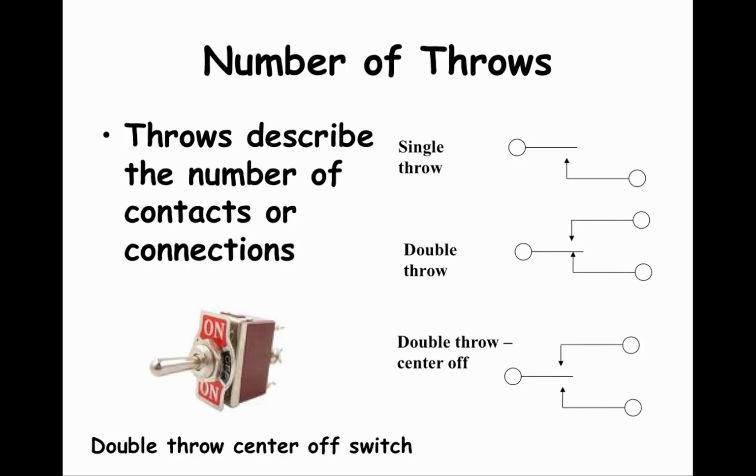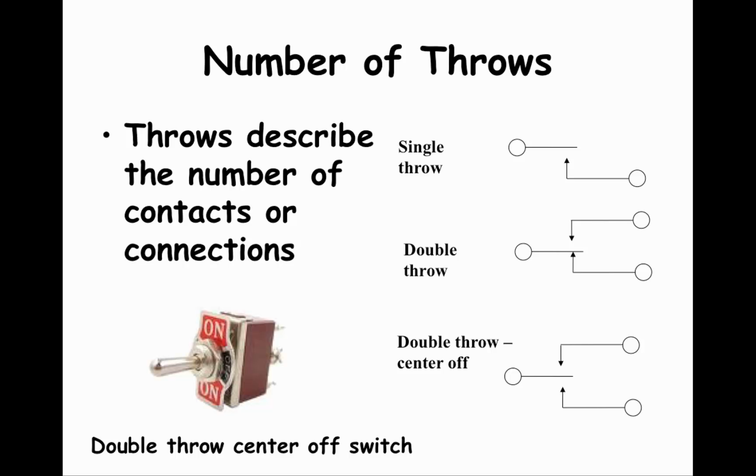The next relay characteristic is the number of throws. Relays and switches can sometimes be built in different ways so that they can be used to manage two circuits. The term throws describes the number of contacts or connections that a relay or a switch can make. The little diagrams on the right side of this slide try to illustrate the concept. The top figure is a single throw. It can only make one connection when the armature on the left drops down to touch the arrow and close the circuit.